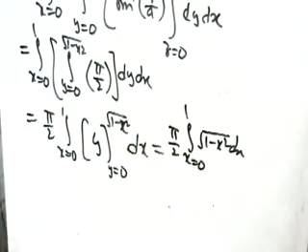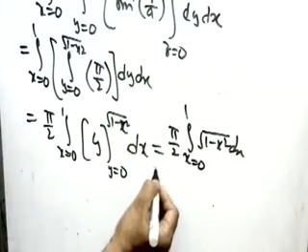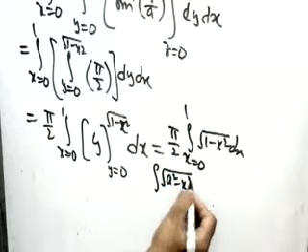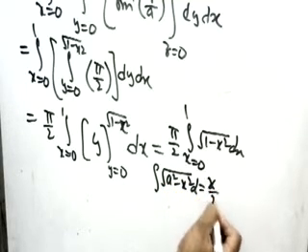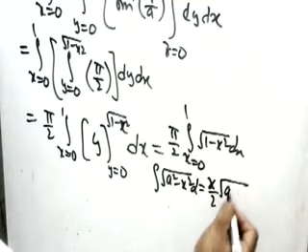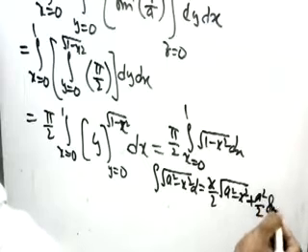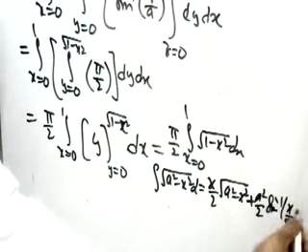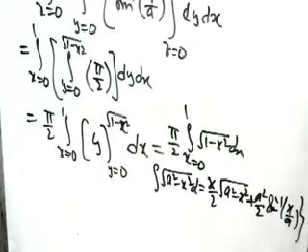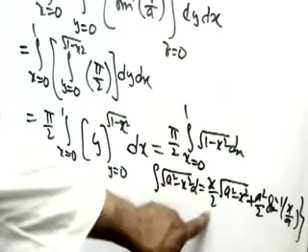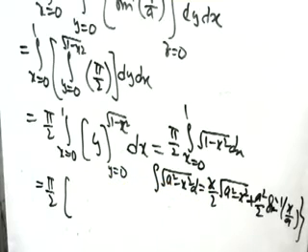Now there are many methods here. We can do by substituting, put x equals to sine theta. I am using directly, there is a formula: integration of under root of a square minus x square dx is x by 2 under root of a square minus x square plus a square by 2 sine inverse x by a. I am using this formula.